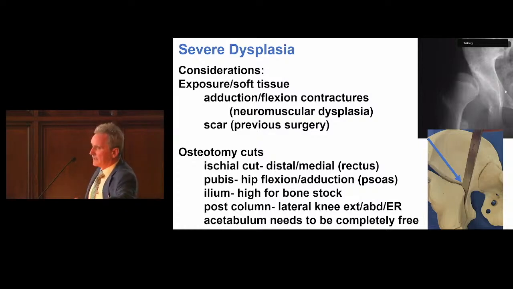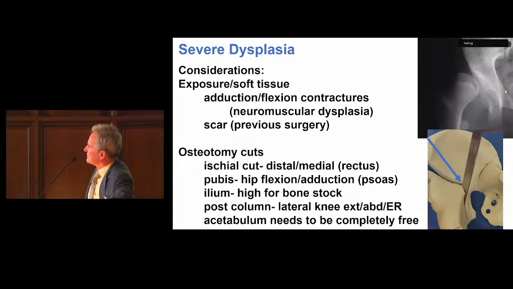In terms of our osteotomy cuts, in this case, the ischial cut could be more difficult. It's going to be distal and medial because of the subluxed, superior nature of the femoral head. We very seldom release the rectus. We used to do that, but in a case like this, if you're having difficulty getting down to the ischium, that might help facilitate access to the ischium. The pubic cut, again, shouldn't be too big of a deal, but in the neuromuscular patients, sometimes the psoas is so tight that we do release the psoas. That is quite uncommon, but something to keep in mind in a real tight neuromuscular hip.